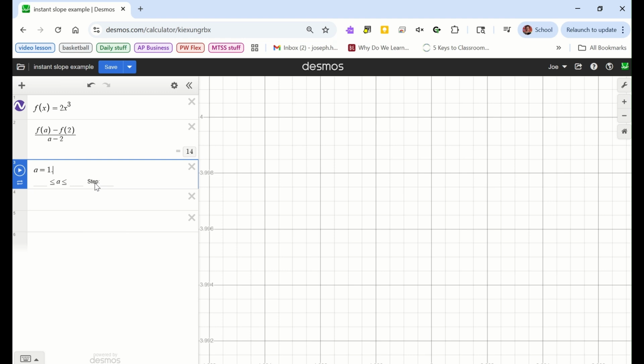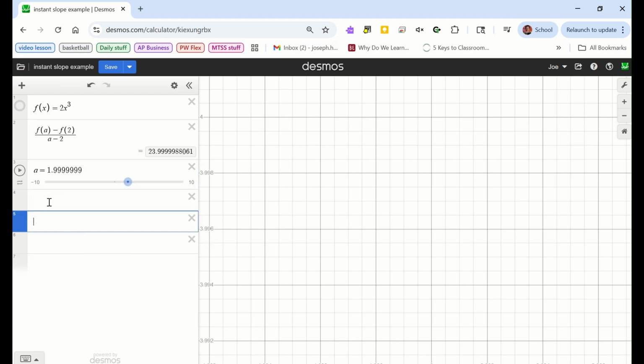So what we can do is just click here and then plug in a number that's really close to 2. And you can see up here that our answer is getting really close to 24. The closer our a value gets to 2, the closer the answer gets to 24. If you go too far, it's going to break because there's a capacity for what this calculator can do. But this is far enough to show that it's going to be 24.